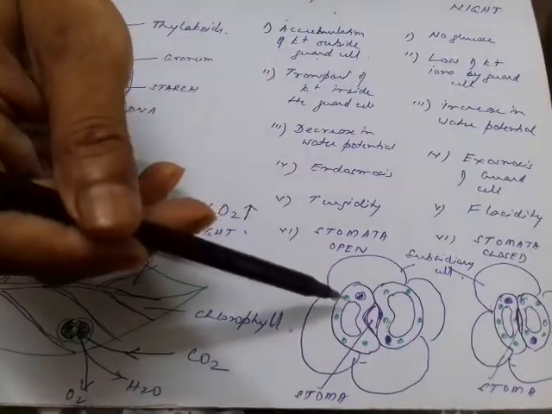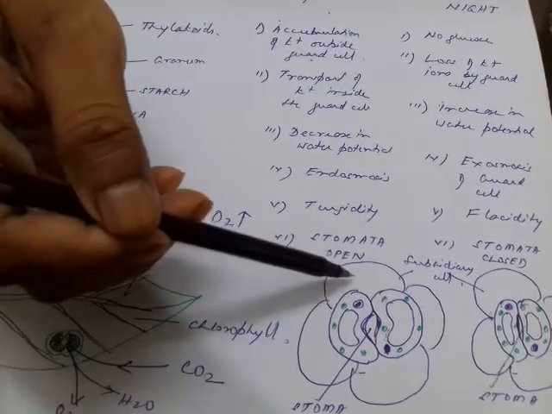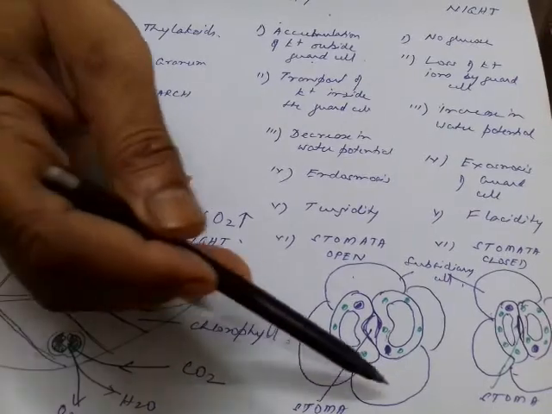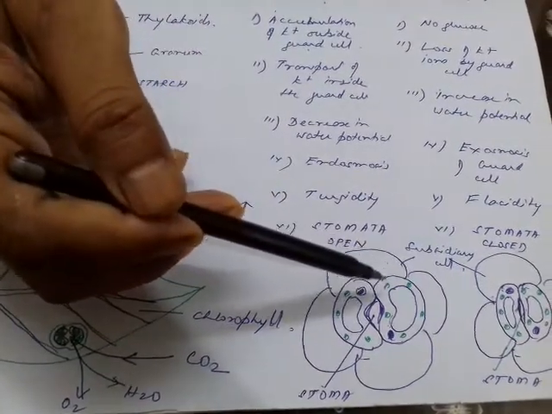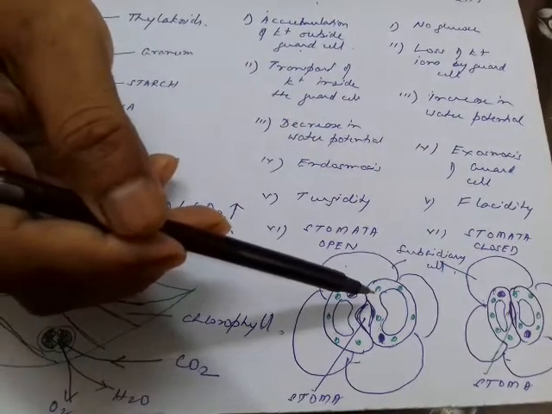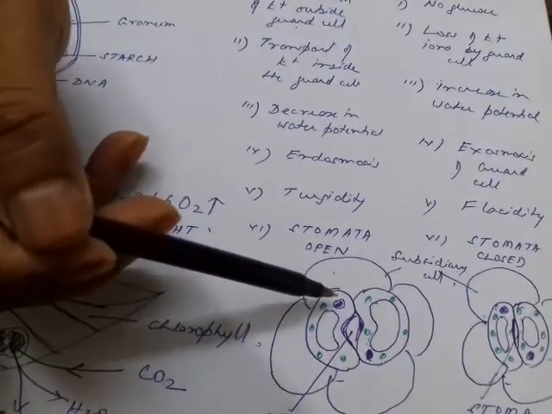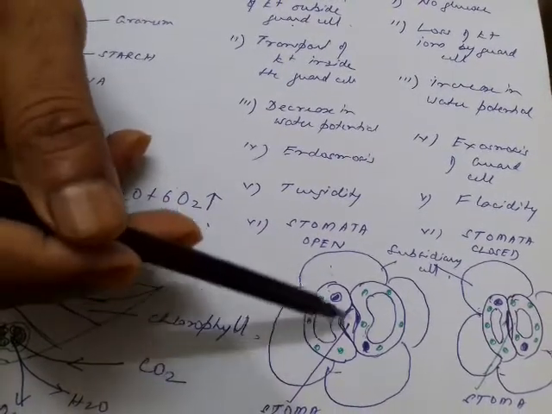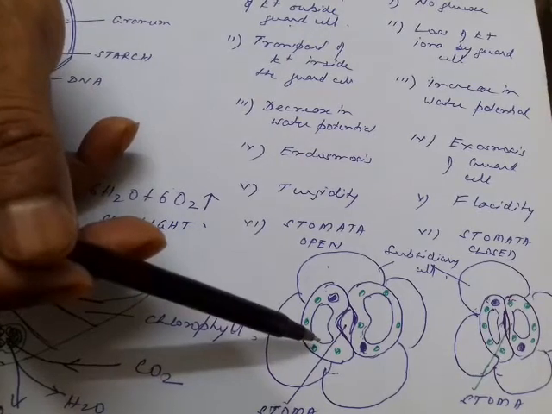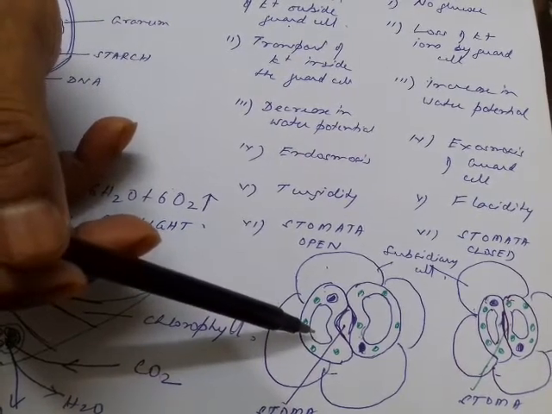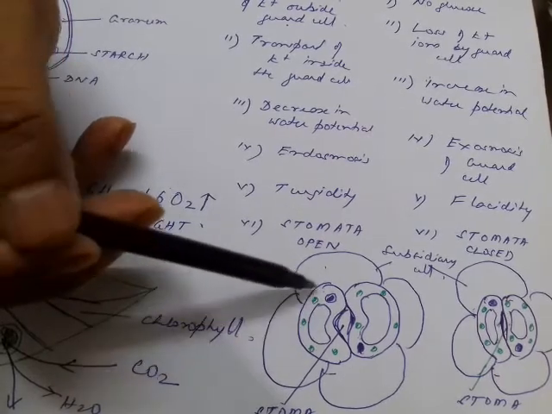Now what happens is that during daytime the glucose formation helps in transport of the potassium ions from outside to inside the guard cell. This is one of the theories, and the classical theory of course is a little bit different. So when potassium enters inside, the concentration of the guard cell here inside increases. That means the water potential decreases. Decrease of water potential means increase in concentration of the solution.